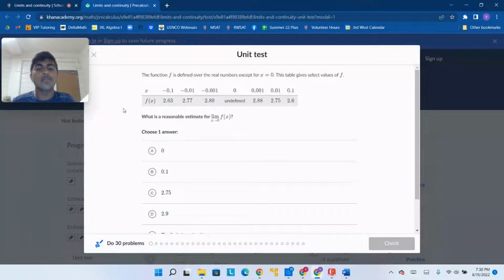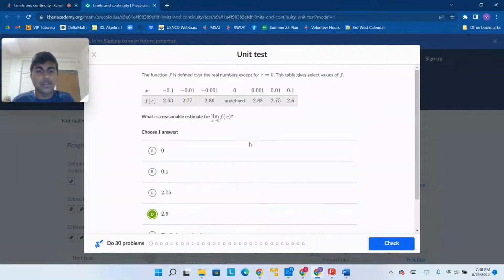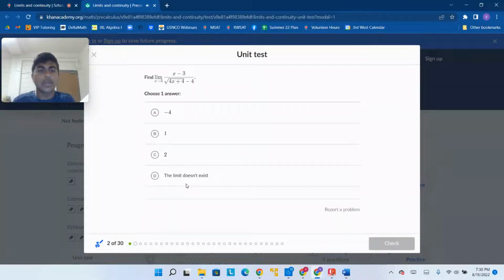Function f is defined over the real numbers except for x equals 0. This table gives select values of f. What is a reasonable estimate for f of x as x approaches 0? Well, from both sides, we're approaching 2.9, right? We're approaching 2.9 from both sides, so our answer is going to be around 2.9. That's it. We can keep going.